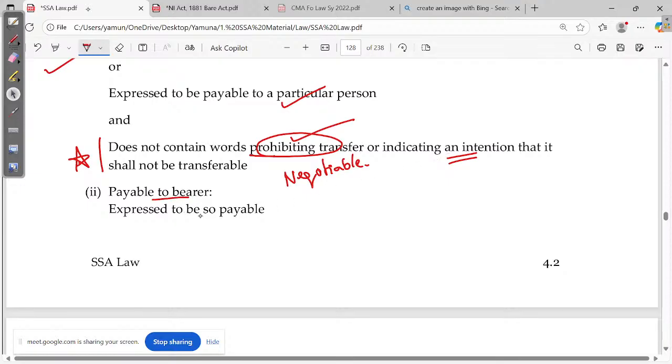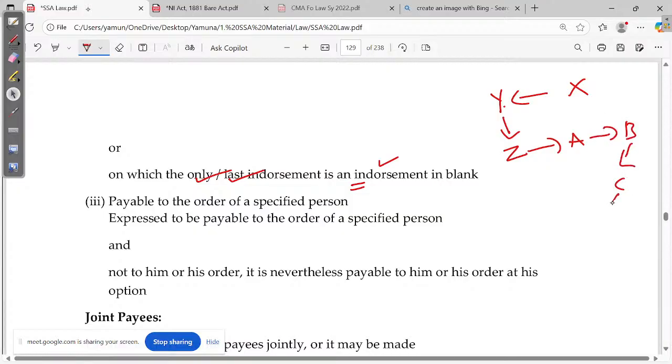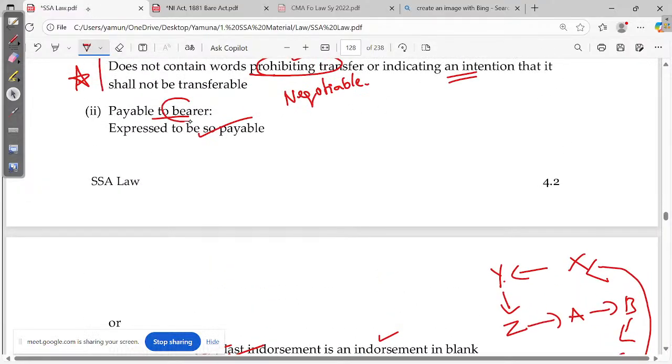Then payable to bearer: expressed to be so payable, or on which the only or last endorsement is an endorsement in blank. For example, X has signed the bill of exchange. It is with whom now? Y. Y has given it to Z, because Z has to receive money from Y. So it has passed to Z, who has endorsed it. Z gave it to A, A gave it to B, B gave it to C, C gave it to D. Finally D goes to X and asks for the money. This is possible where it is payable to bearer.